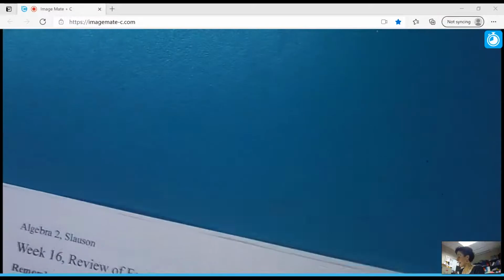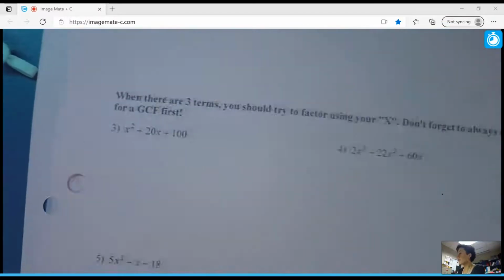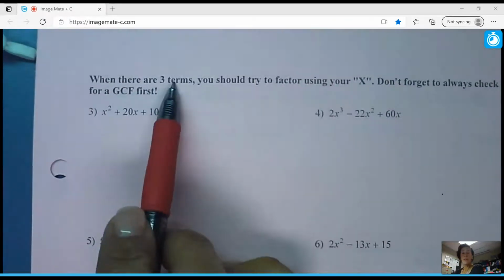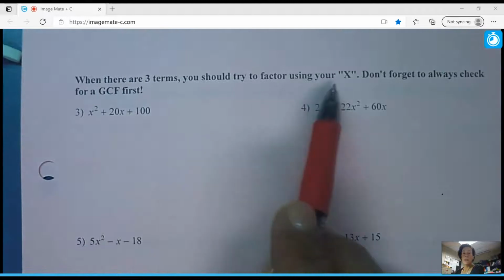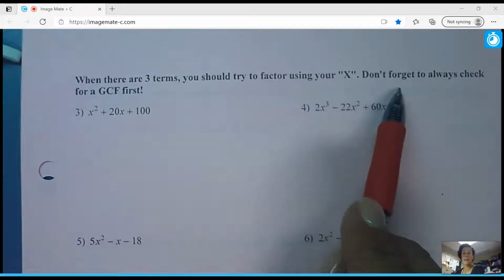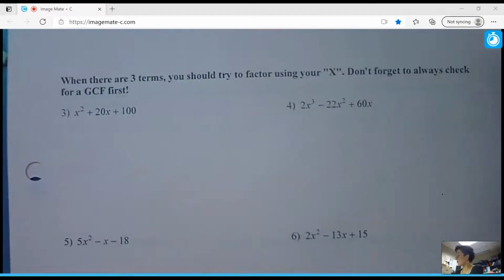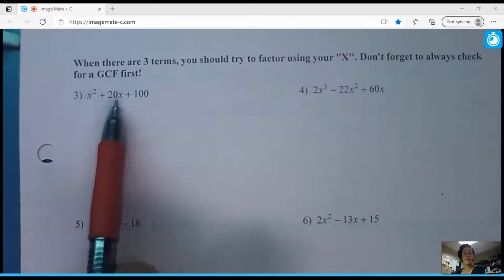So in the next section, there's quite a few. There's 6 of them here, so I'll do a few of them with you, and then I'm going to let you do the rest on your own. Remember that when there are 3 terms, you should try to factor using your x. Don't forget to always check for a GCF first. So let's find a problem that does have a GCF. And again, just looking real quick, these are all in standard form.